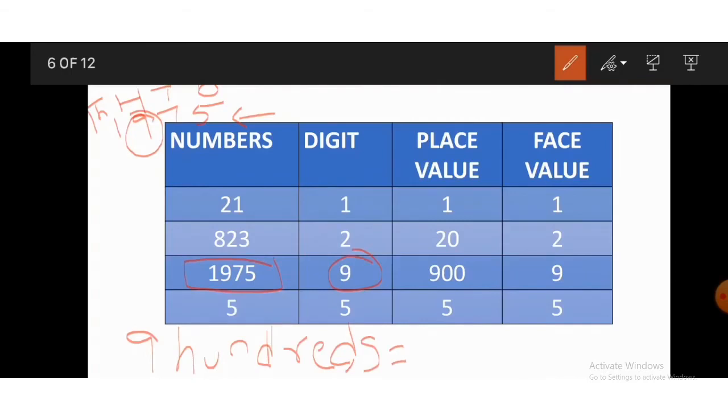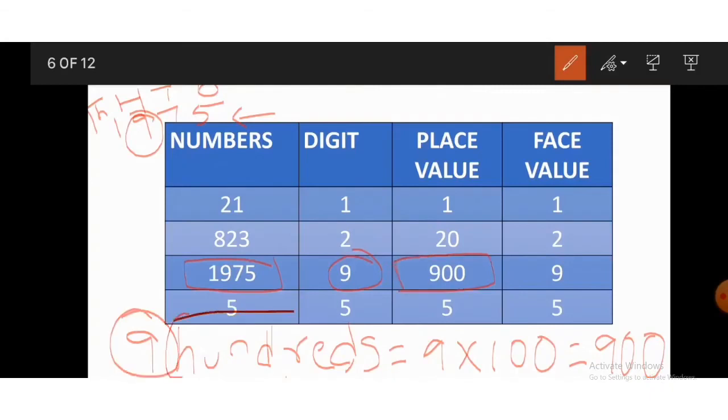900s, right? Correct. The place value of 9 will be 900s, which is equal to 9 into 100. Yes, the place value of 9, which is in hundreds place, is 900. Now coming to face value, again just copy the same digit into the face values column.